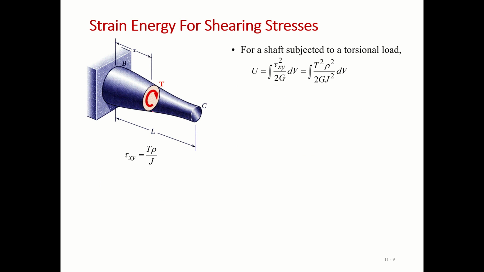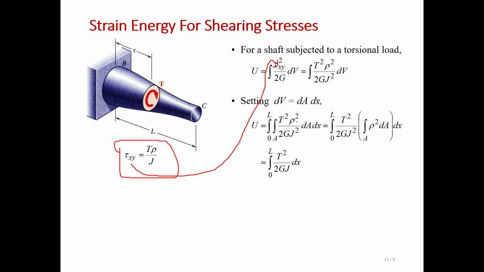So the strain energy for shearing stress, for a non-uniform cross-section, more generically, the shear stress is equal to tau rho over J. This is from the torsion formula from chapter number 3. So replace this tau xy into this equation, and we will get this type of equation. J is the polar moment of inertia, rho is the distance of the fiber from the neutral axis.